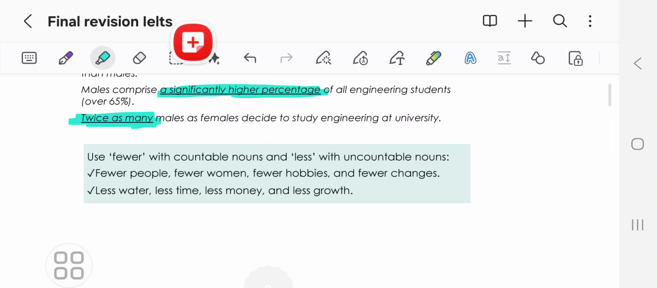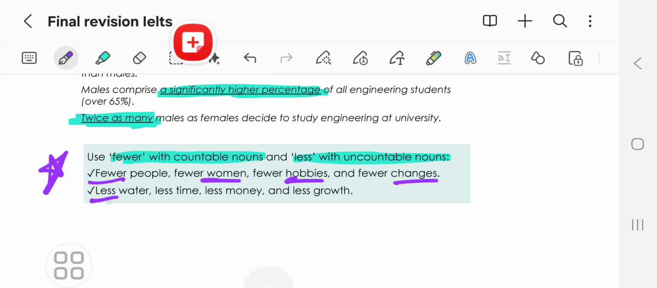Use fewer with countable nouns, okay, and less with uncountable nouns. This is the very important part, okay, don't make a mistake. Fewer, less, okay. Fewer, for example, you can use with women, okay. You can talk about hobbies, changes, okay. But water, you can't count water, you can't count time, money, growth. So remember these things, you can't count them, just keep that in mind.